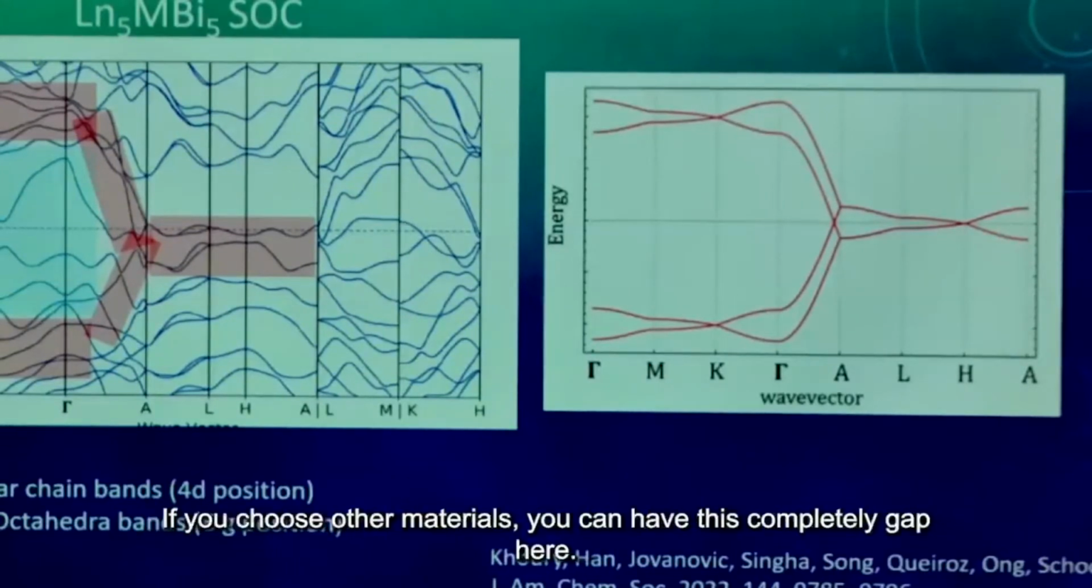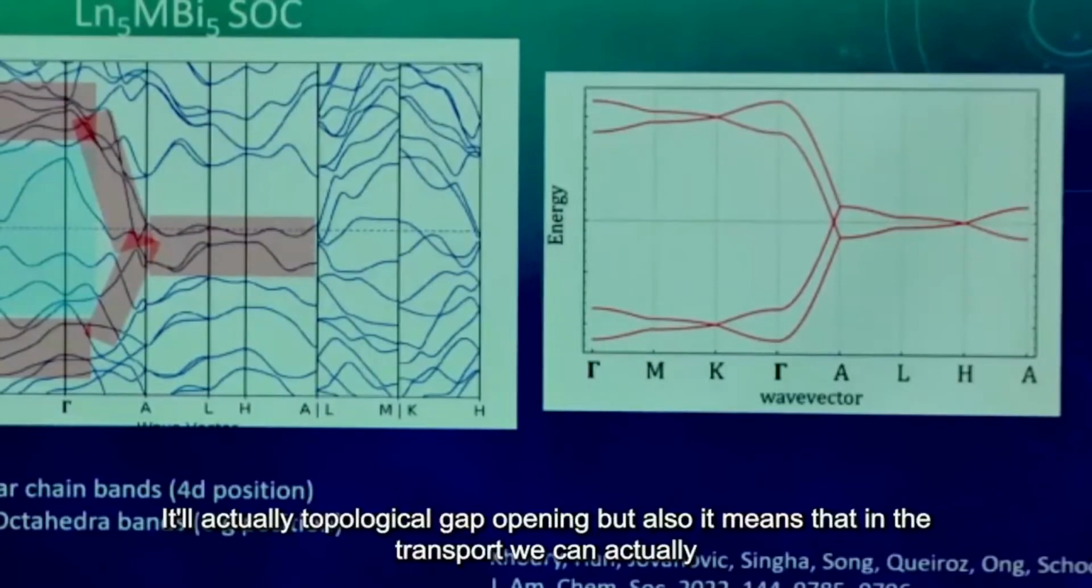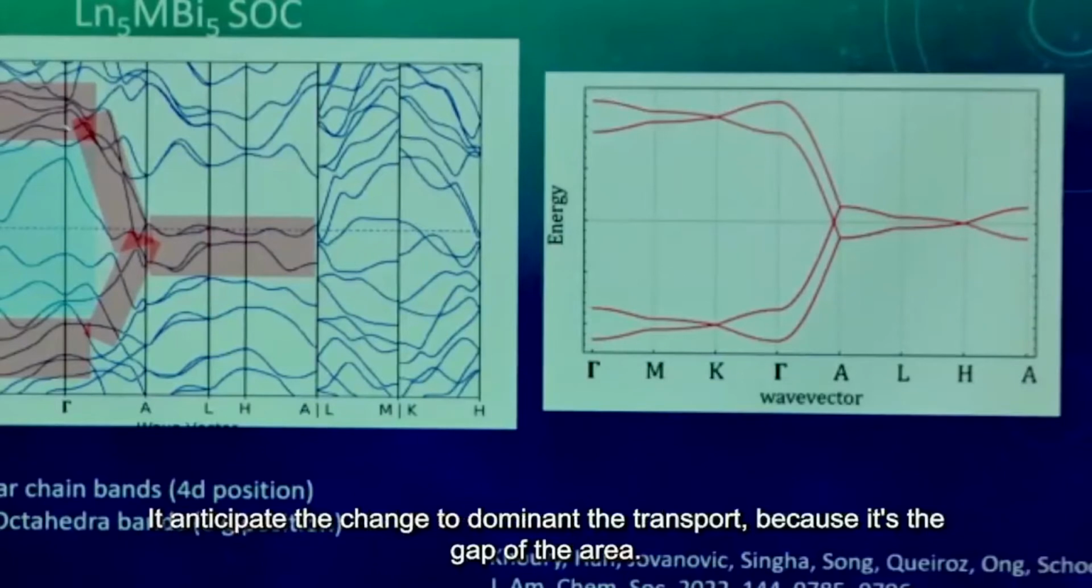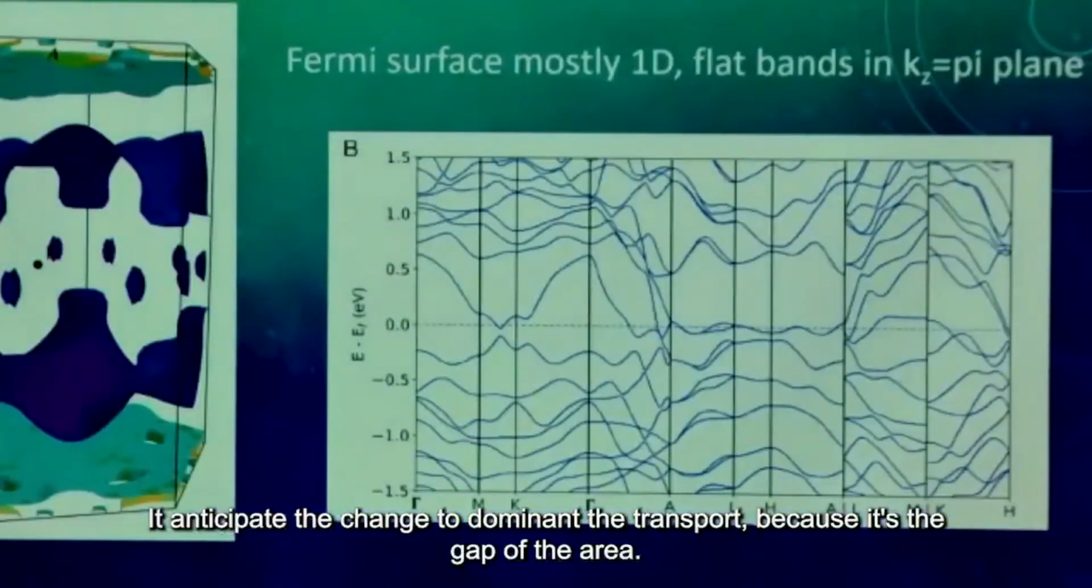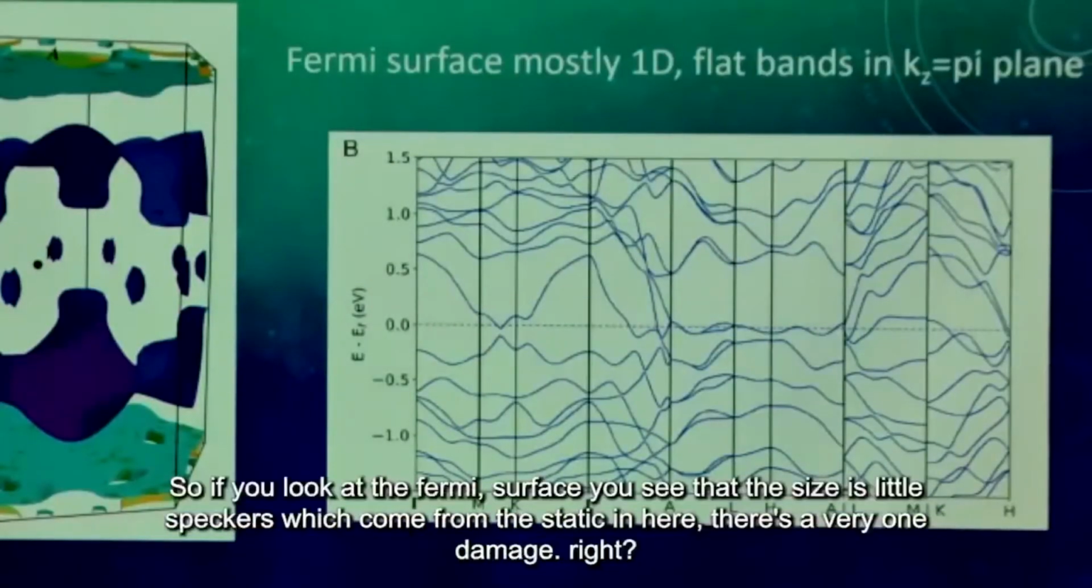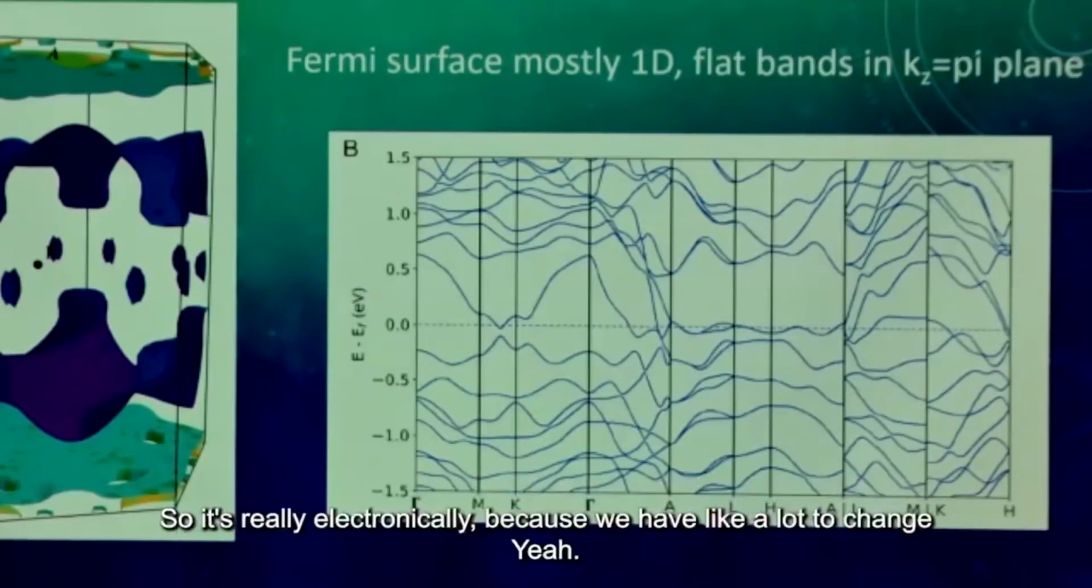In this particular band structure, this touches the Fermi level a little bit. If you tune with other materials, you can have this completely gapped. This is actually a topological gap opening, but it also means that in transport we can anticipate the chains to dominate, because there is a gap in this area. If you look at the Fermi surface, you see these little speckles, which come from this band dipping in here, a very one-dimensional Fermi surface, right? So it really electronically behaves like the chain.